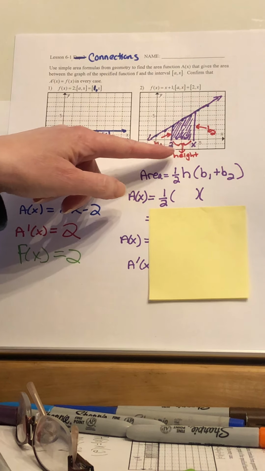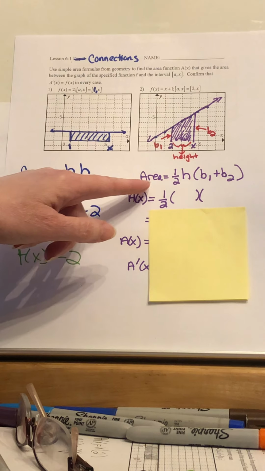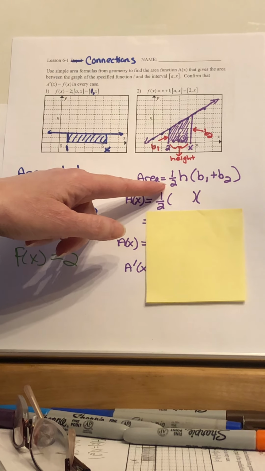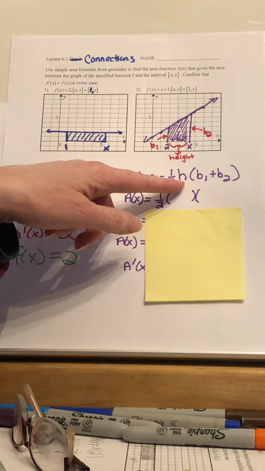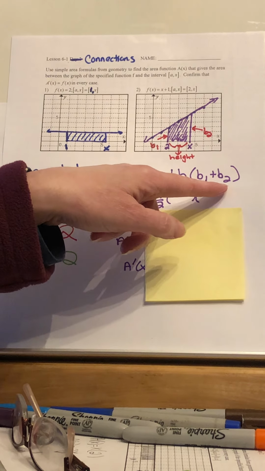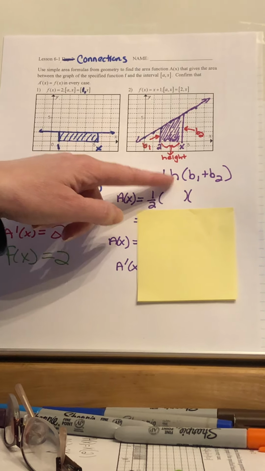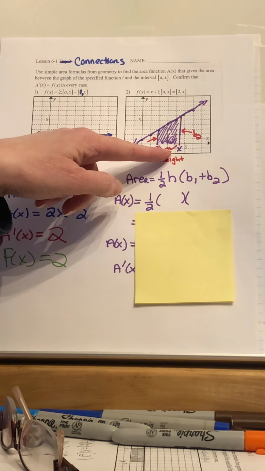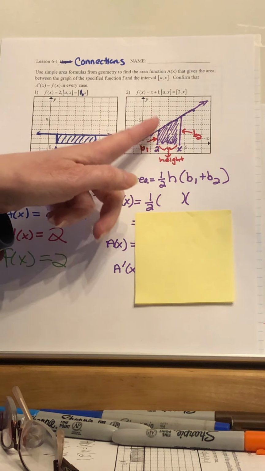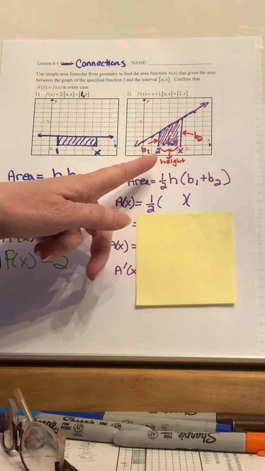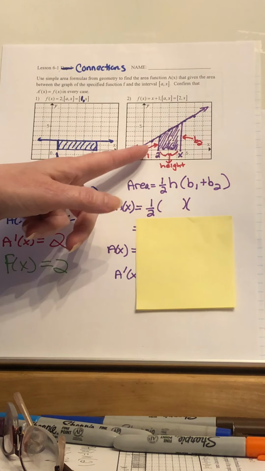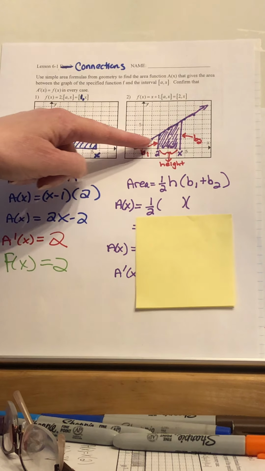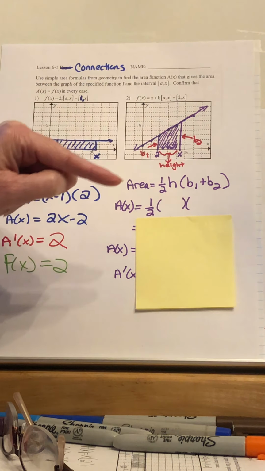Well, this shape happens to be a trapezoid. So I have to remember area in a trapezoid from geometry is half the height times the sum of the bases. Okay, the height is down here along the x-axis because the height is perpendicular to the parallel segments. The parallel segments are the bases. So I've marked it base 1 and base 2.